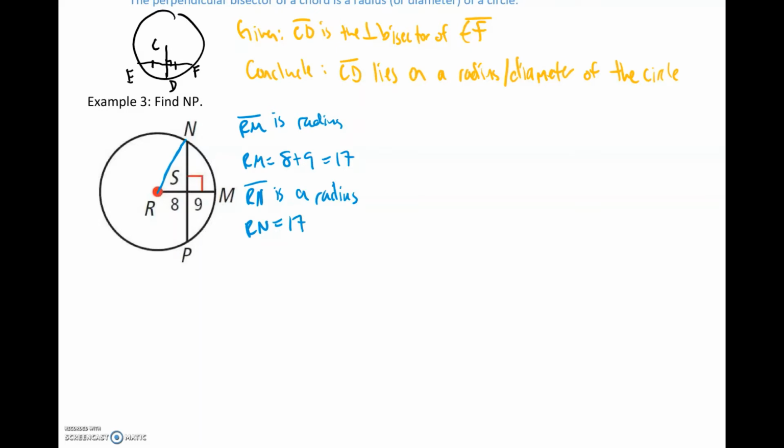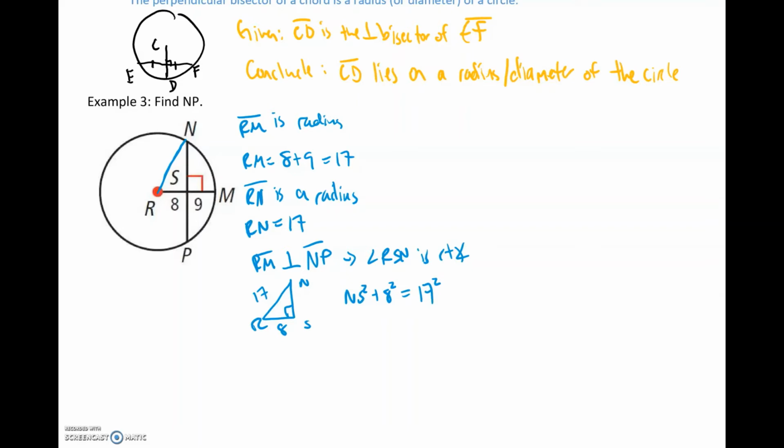Why do I care about this? Well, I know that RM is perpendicular to NP, which tells me that angle RSN is a right angle. Why is that important? Because I can create a right triangle, RSN. That's 17, this is 8. And how do we find NS? Pythagorean theorem. NS squared plus 8 squared equals 17 squared. Right? So doing all that work, we'll find NS is actually equal to 15.